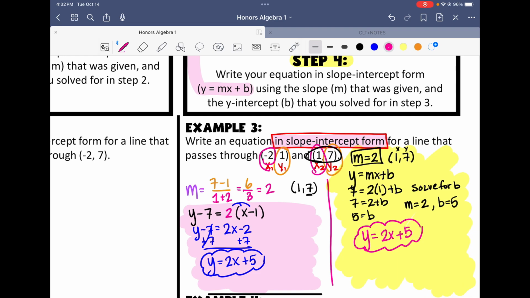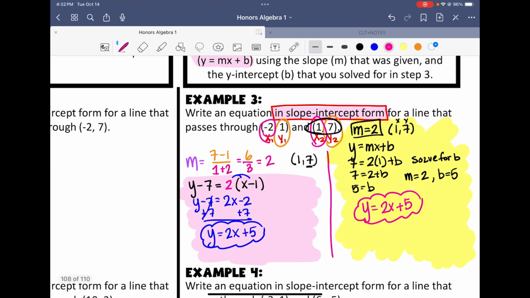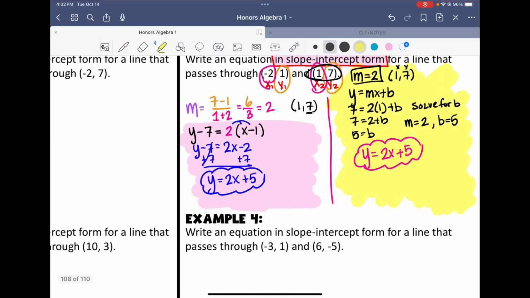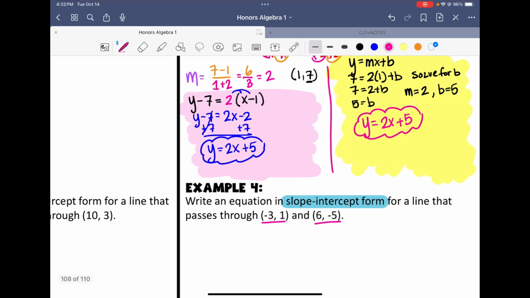All right. Let's look at the next example down here. Same idea. Write an equation in slope-intercept form, meaning that our final answer needs to be in slope-intercept form. And it passes through the points (-3, 1) and (6, -5). So the first thing I want you guys to do is find the slope. Hit pause, find the slope, and then come back and we'll double check to see if you got that right.